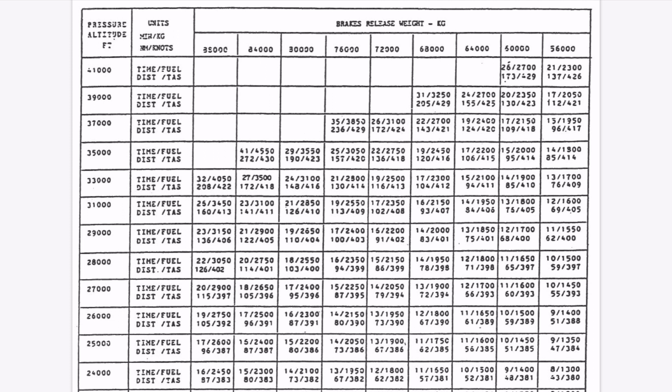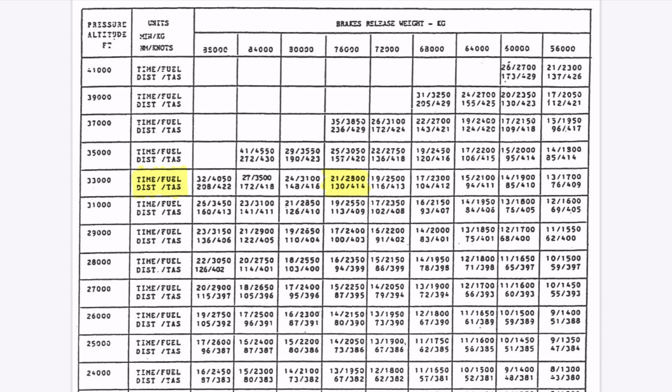Let's consider one block of information from page 2-8. Departing from an aerodrome in ISA conditions and climbing to flight level 330 with a brakes release weight of 76 tonne, we can see the following data. Looking at the second column on the left hand side, the unit representations can be found. They are time, fuel, distance, and true airspeed.